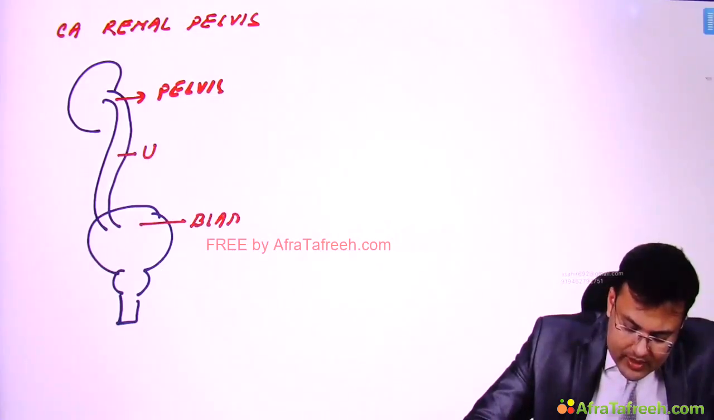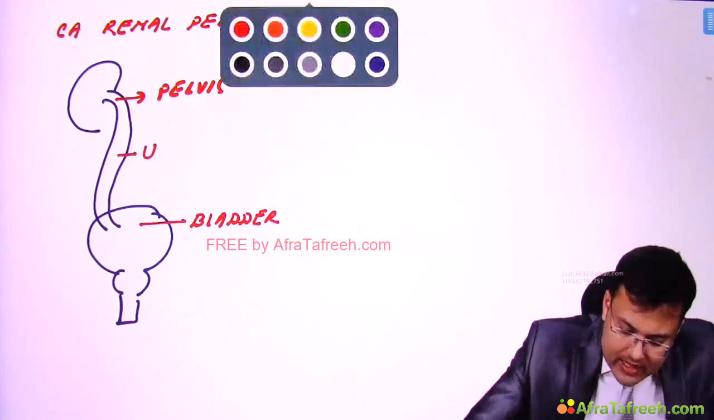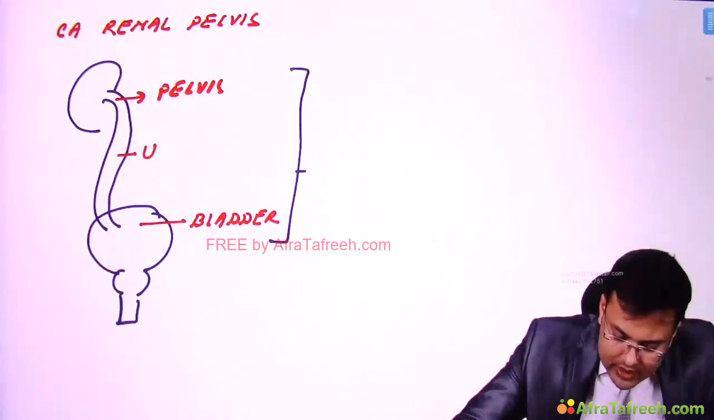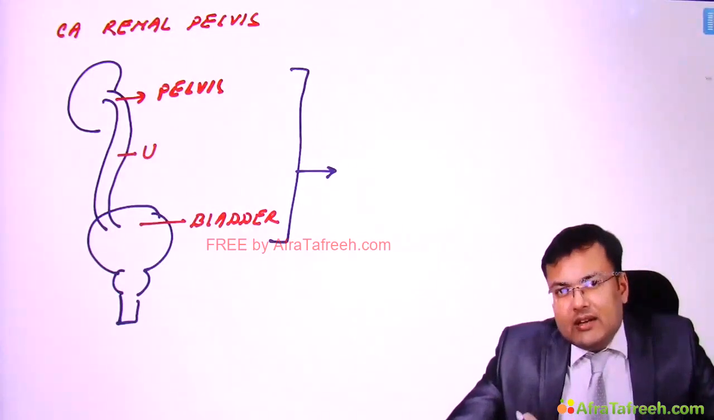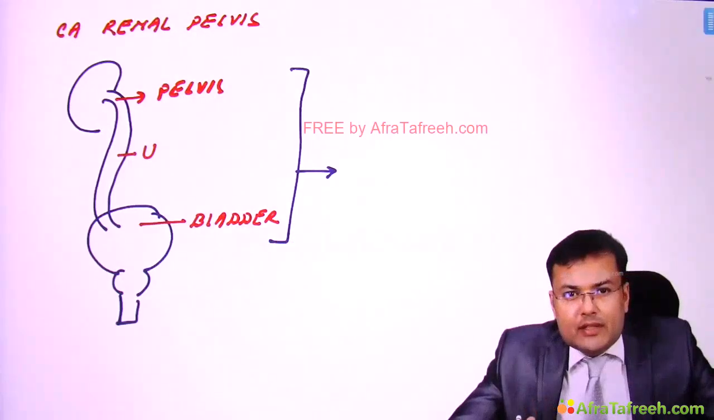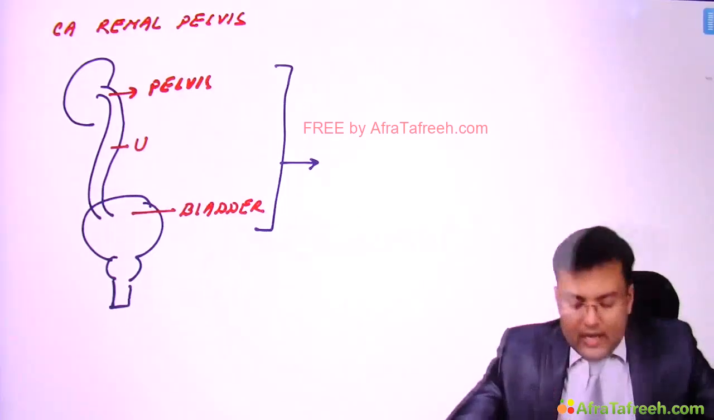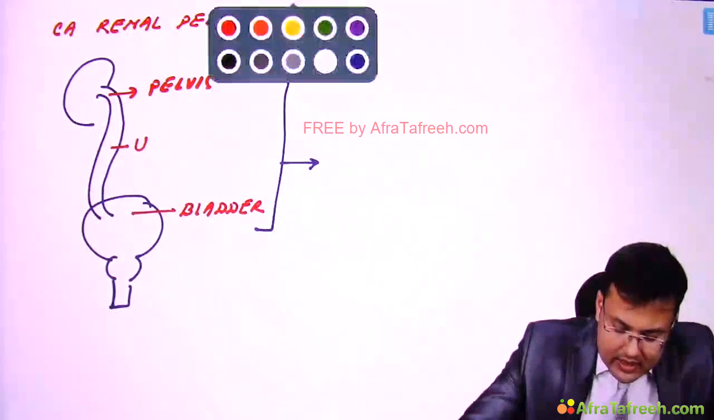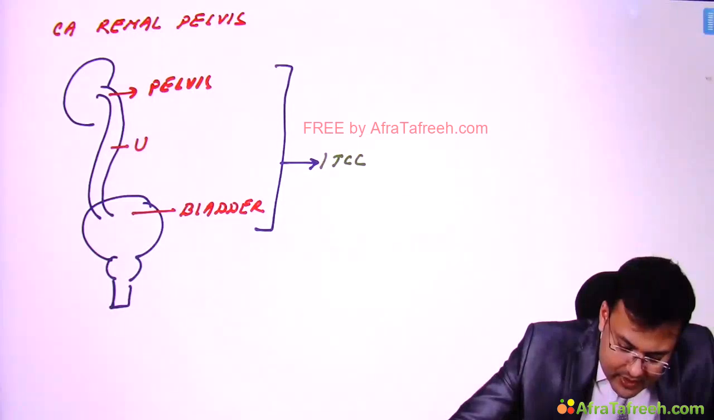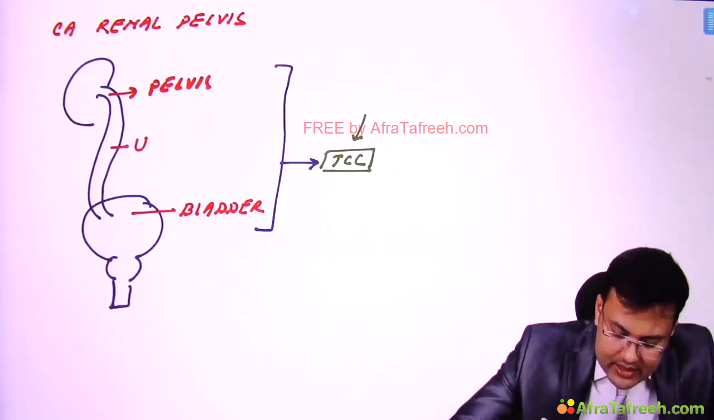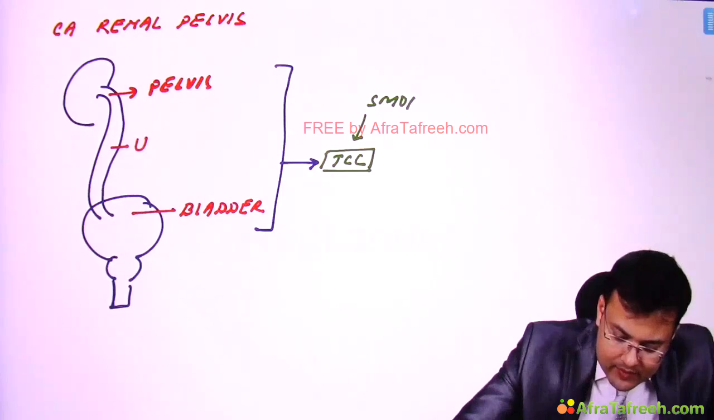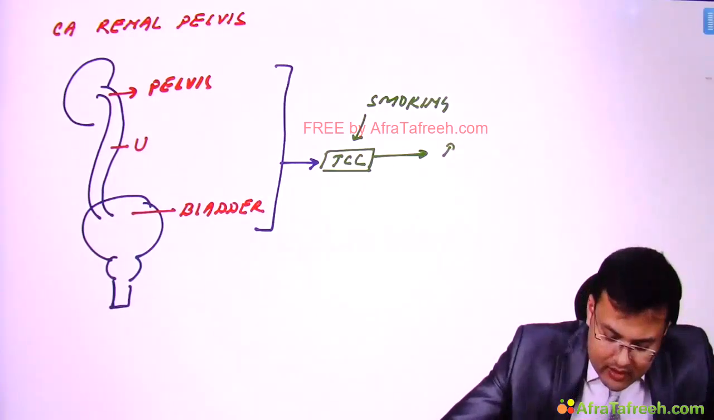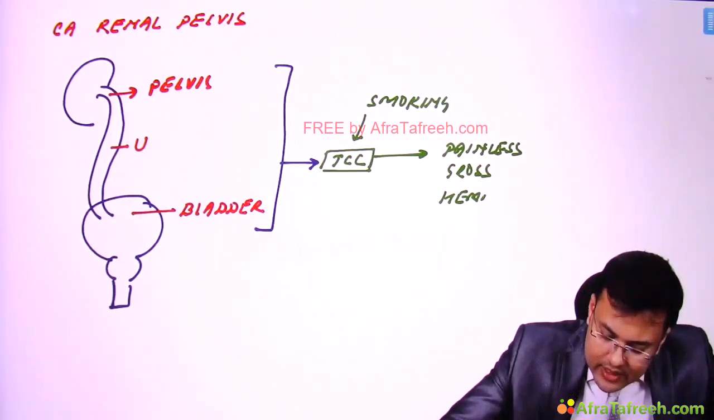What is the similarity in all these three organs? Their epithelium is the same. Which one? Transitional epithelium. So in pelvis, in ureter, in bladder, the epithelium is transitional epithelium. Now what is the most common malignancy in all these three organs? It is transitional cell carcinoma. What is the risk factor for this transitional cell carcinoma? Smoking. And what is the most common symptom of this transitional cell carcinoma? Painless gross hematuria.